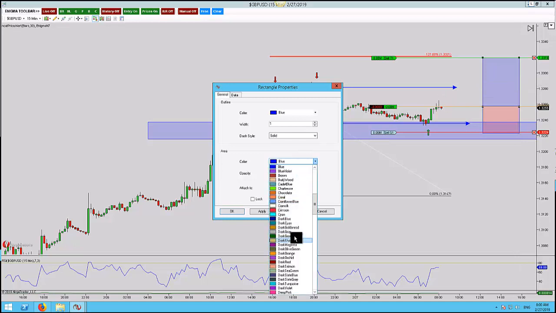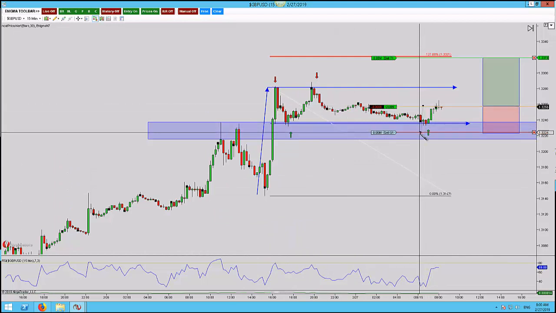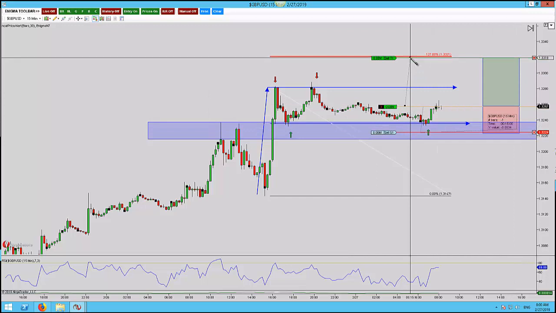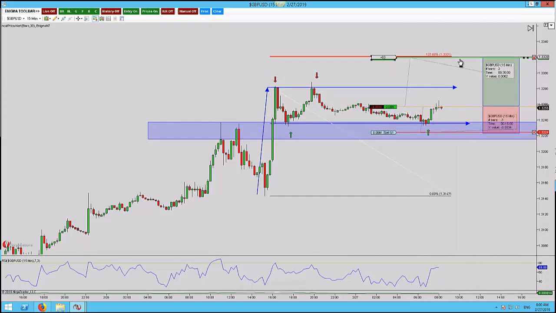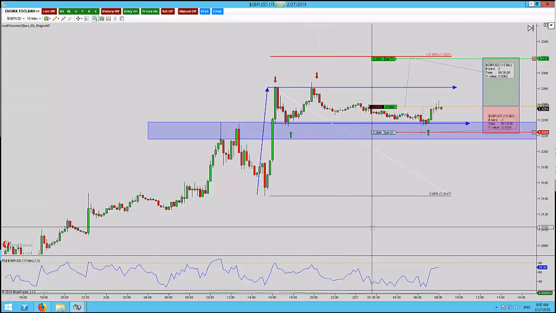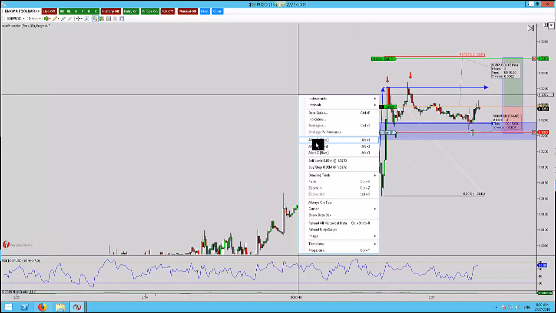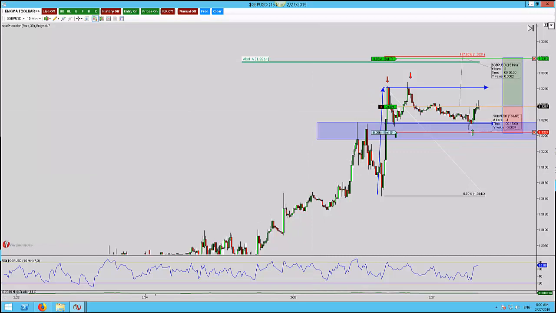We'll make that one green. So we're looking at 34 of risk, 62 of reward. I am just going to front run this by another pip. So I'm actually 3 pips now before that 127 fib. And there we go. We'll set an alert and see if we can break out of this channel and get up close to those targets.